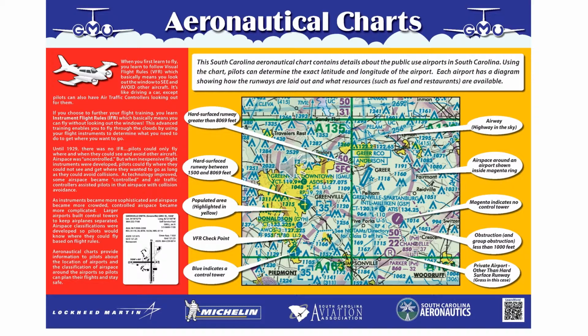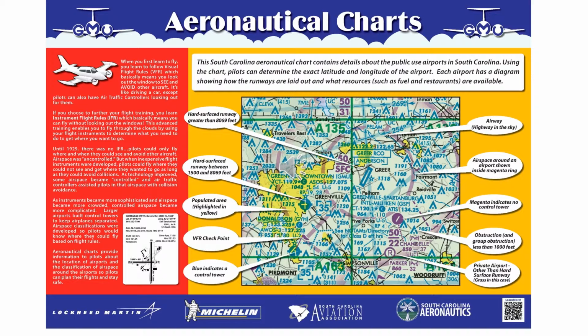Airspace was uncontrolled. But when inexpensive flight instruments were developed, pilots could fly where they could not see and get where they wanted to go as long as they could avoid collisions. As technology improved, some airspace became controlled, and air traffic controllers advised pilots in that airspace with collision avoidance. As instruments became more sophisticated and airspace became more crowded, controlled airspace became more complicated.